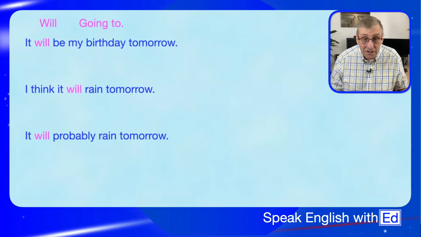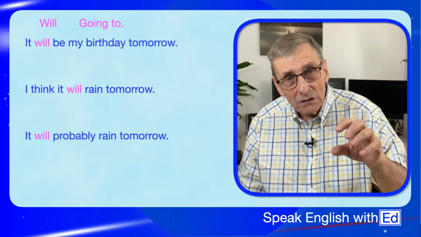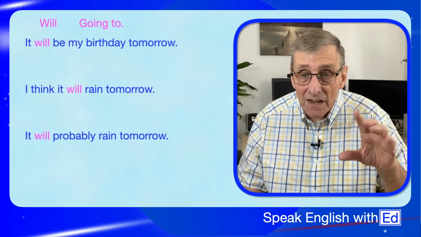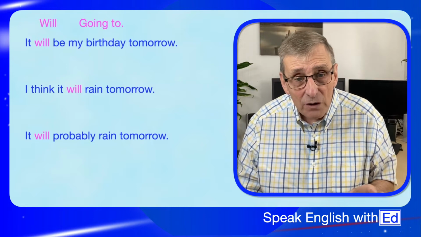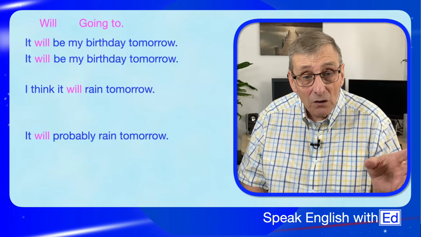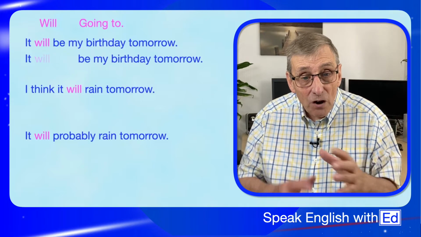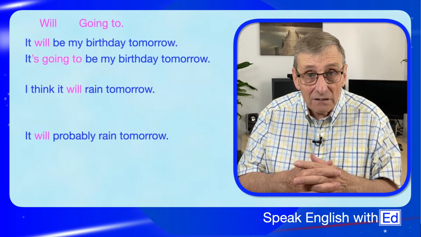It doesn't really matter. In your B1 exam, you want to use will at least once, because that is one of the things that they're looking for. But you can also use going to. So how would you use it? Well, you just replace will with going to. So you take will away and you put it's going to in.